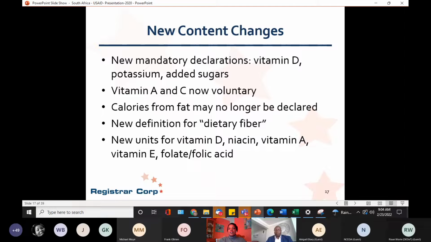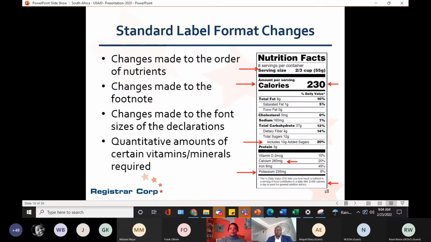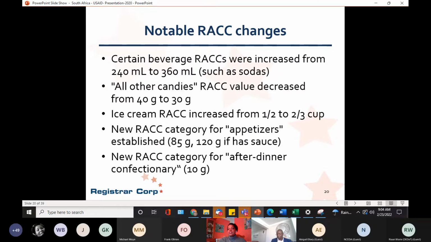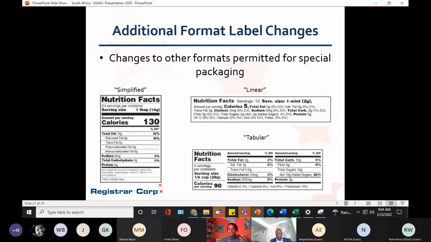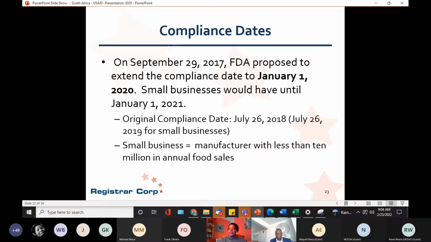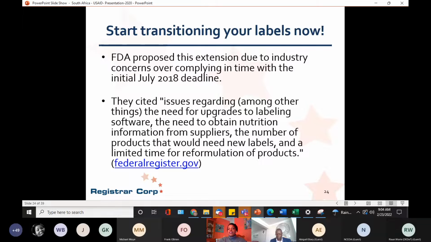And so here are some other content changes on the ingredient panel. Take a look at that. Make sure you're mindful. I always tell people before you ship, please make sure that you check the label. Send it to Registrar Corp. We will do a cursory glance of your label to make sure that it's proper. FDA has also changed the RACC numbers, customarily consumed amounts that often represent a serving size, so that's important. Also, they have different label formats that are super awesome for your packaging, so it's accommodating for that. All the compliance dates have passed, so everybody should be compliant with their labels.